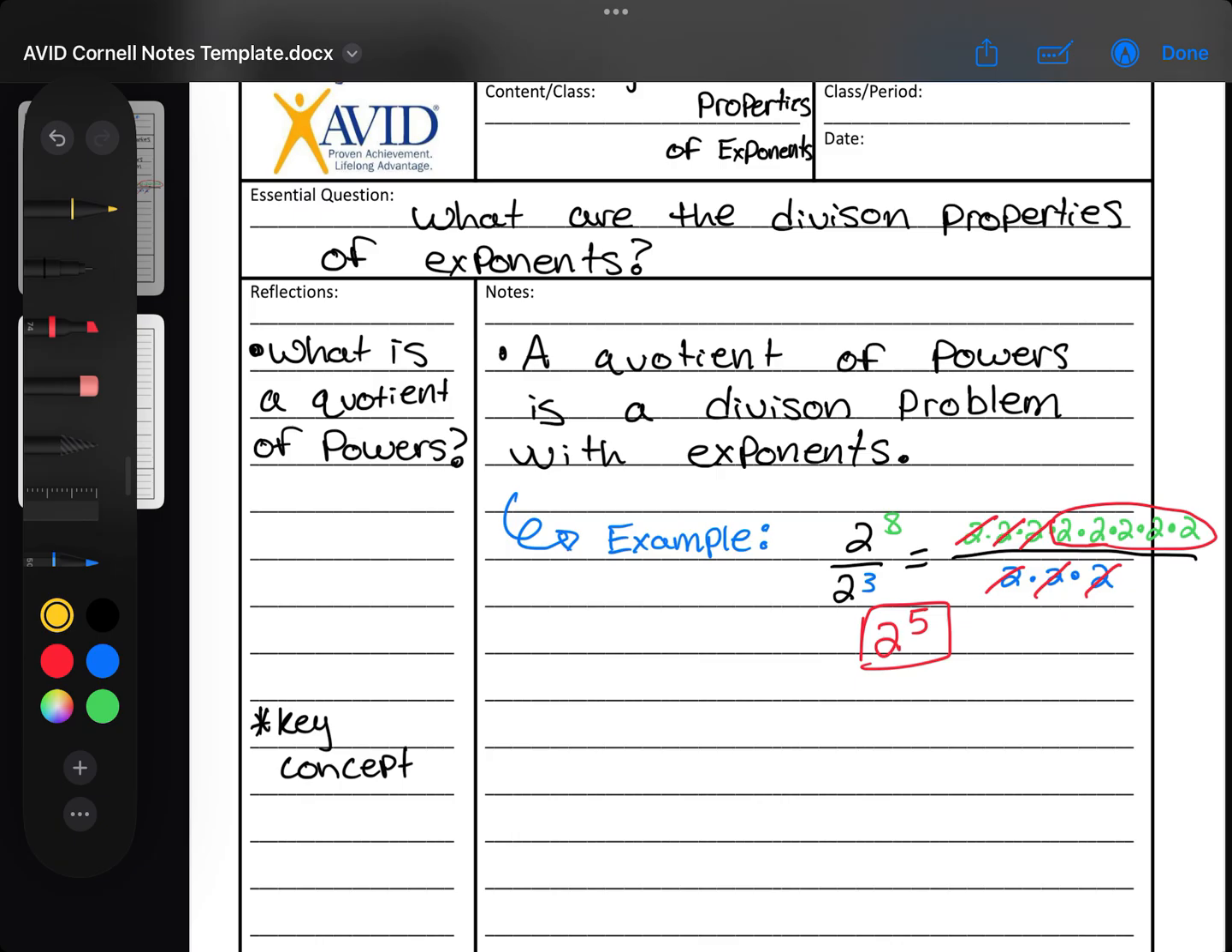Now, if you look here closely, it is 8 over 3. Well, 8 minus 3 is 5. So that's where you find out this pattern of division, okay? So we're going to write this key concept here. So go ahead and copy this down.